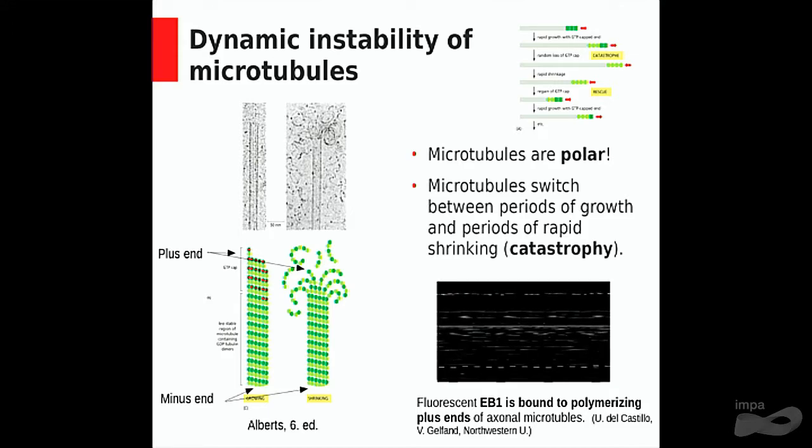This here shows micrographs with fluorescent microtubules, fluorescent in green. So something that really characterizes microtubules, in contrast to actin filaments, is dynamic instability. So I already said microtubules are polar, and at the minus end here they are fairly stable. But at the plus end, those microtubules typically either polymerize, so they elongate, or they shrink.